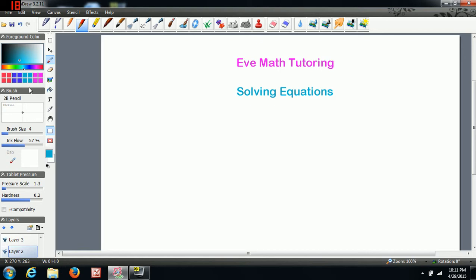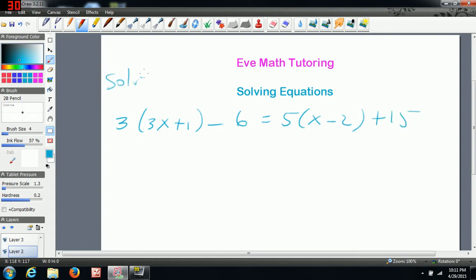Alright, so let's see here. Let's try something a little bit more complicated. So say you have 3 times (3x plus 1) minus 6 equals 5 times (x minus 2) plus 15. And again, you're asked to solve for x.